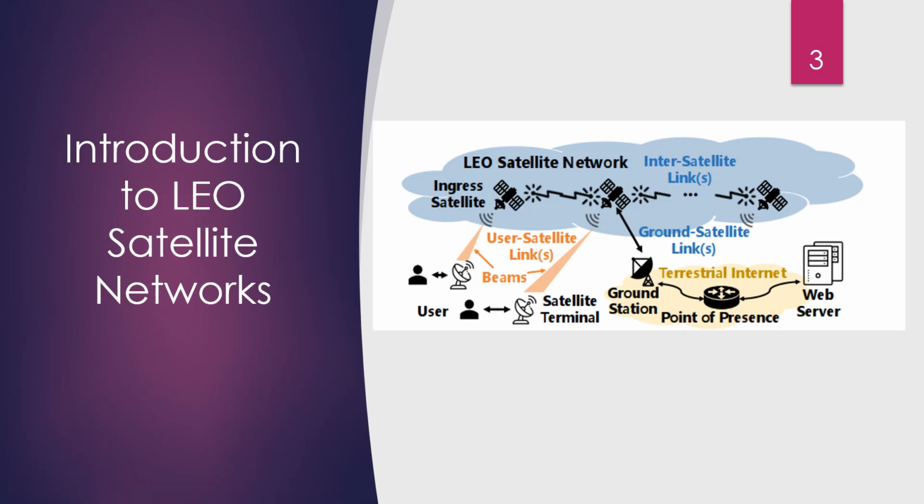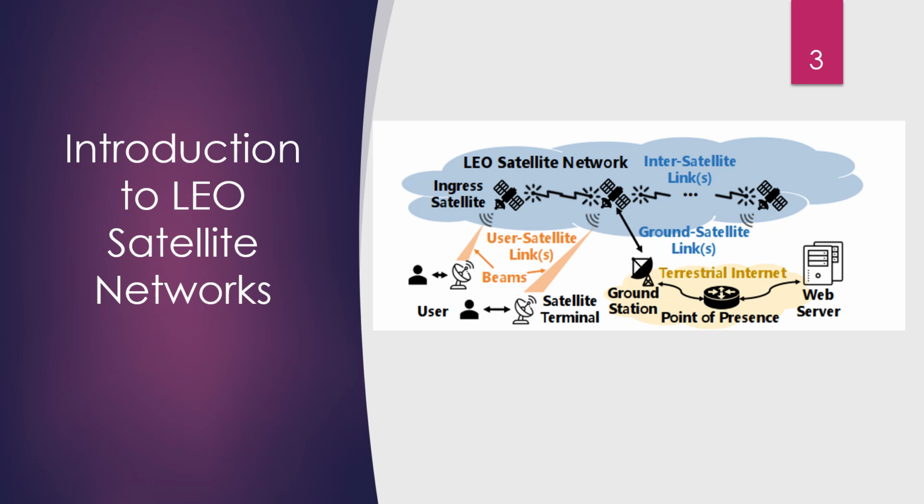Let's get started. As this figure shows, this is the architecture of the LEO satellite network. LEO satellites operate in a constellation, working together to ensure continuous global coverage. Communication begins at the user terminal, you can see there, connecting to the nearest satellite via a user satellite link, organized into beams that cover specific regions. The first satellite that receives the signal is called the ingress satellite.